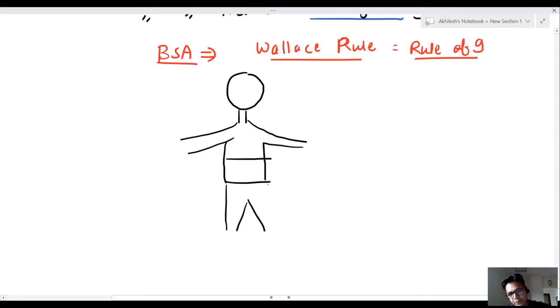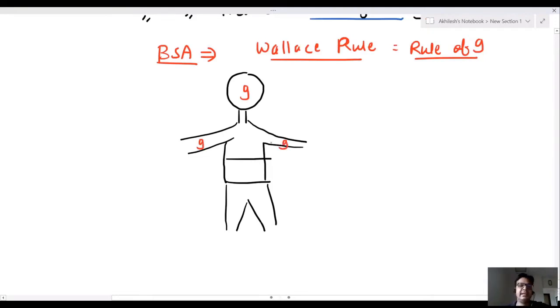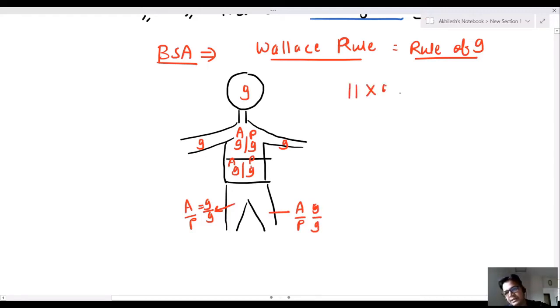It's a very simple rule of 9. This area is 9%. This area is 9%. This area is anterior 9 and posterior 9. Same for this area, anterior 9 and posterior 9. So we can see there are 11 nines. This one is 9, there is no anterior and posterior, only 9. Then you can remember: anterior 9, posterior 9, anterior 9, posterior 9. There are 11 nines I have written. And 1% is for genitalia. This is known as the rule of 9.